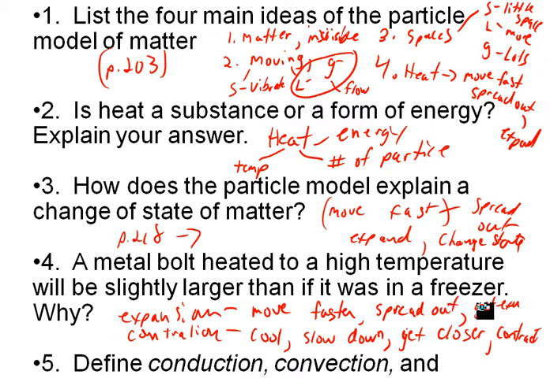Next, define conduction, convection, and then radiation. Okay, heat moves in 3 different ways: through conduction, which works only in solids and it's collision of particles. Convection has to do with liquids or gases.